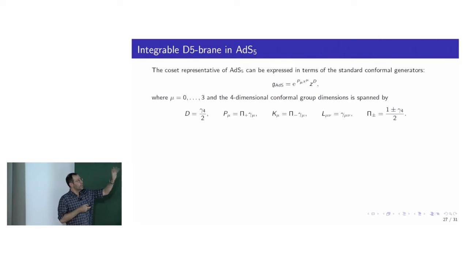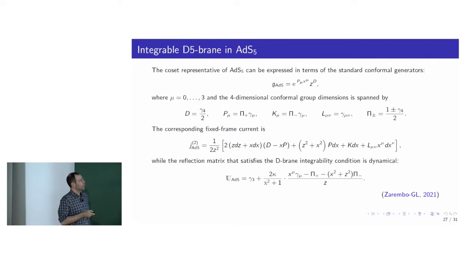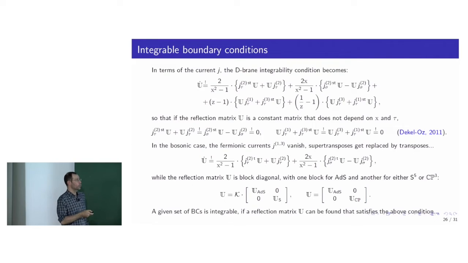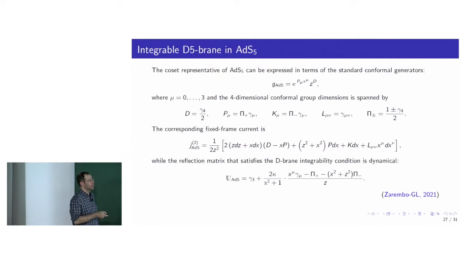So let me go to the details. We know the coset element of AdS5, which is this one, and the P's, the D's and the K's are just the conformal generators in 4 dimensions. One can use this to get the current, plug the current into this integrability condition, and then search for a reflection matrix. The reflection matrix is just the Dekel-Oz constant reflection matrix, gamma 3, plus a structure that depends on both the coordinates and the spectral parameter. That was my work with Zarembo in 2021.